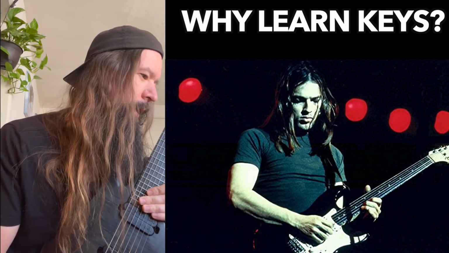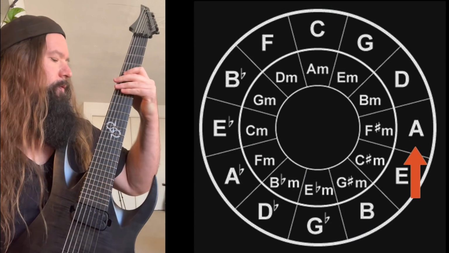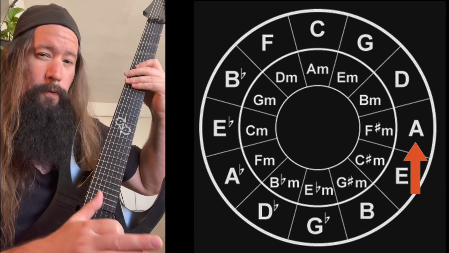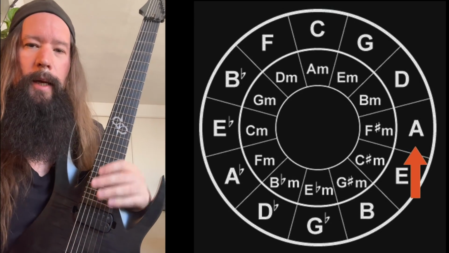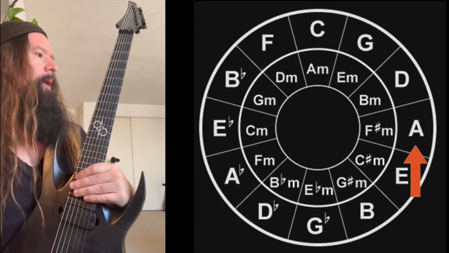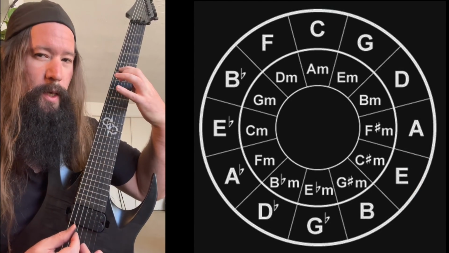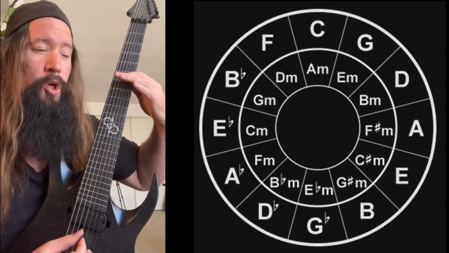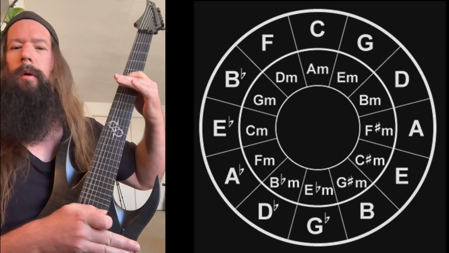All right, what's next? A is the next key, right? Because if D was the last one, you have to count 5 up to find the next key. So D, E, F, G, and A. So here we are: C sharp, D, E, F sharp, G sharp. Back to A, my low A.